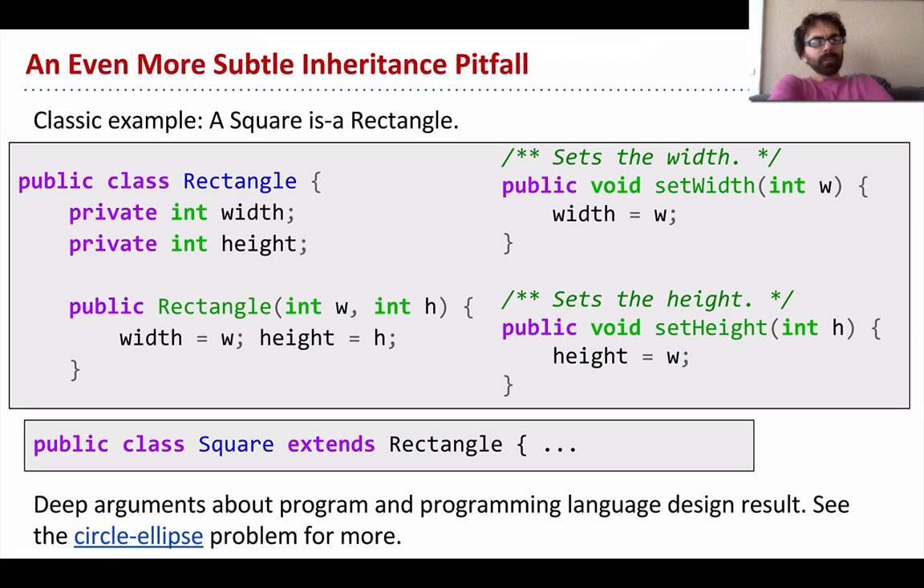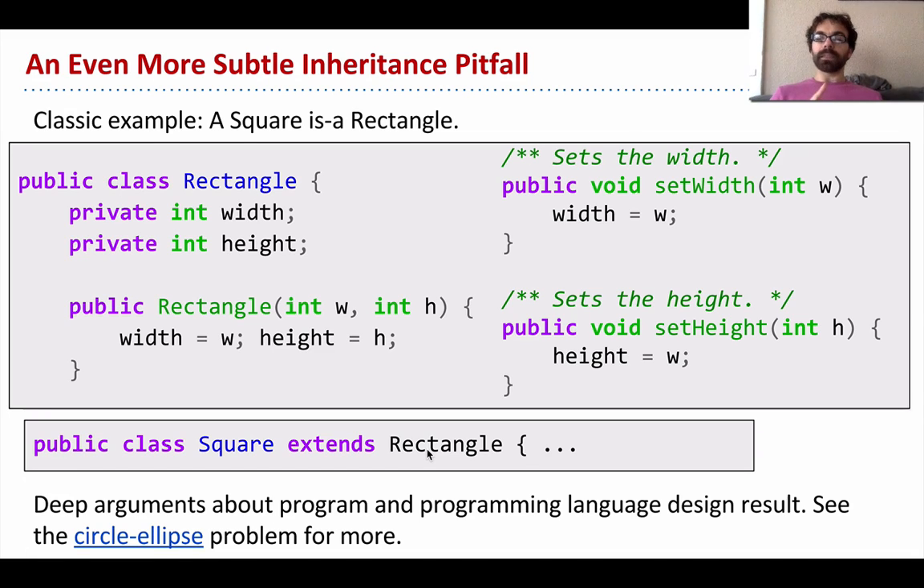Here's another actually really subtle inheritance problem. Okay? So this is a classic example. I hope you'll agree with me that a square is a rectangle, right? It has all the features of a rectangle. The only thing special about it is that its two sides need to be the same. So it might seem very natural to say public class Square extends Rectangle, right? What could be wrong with that?